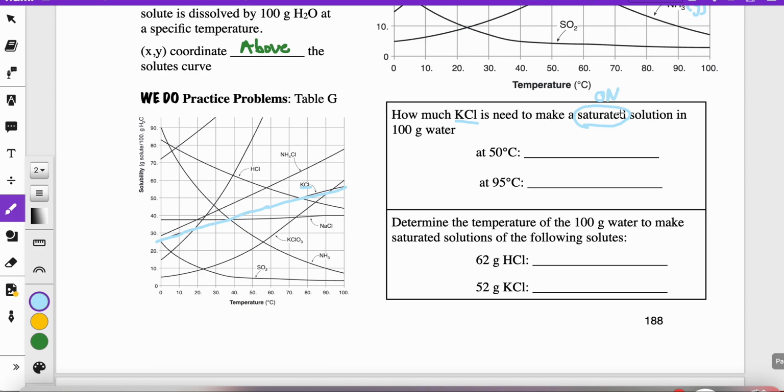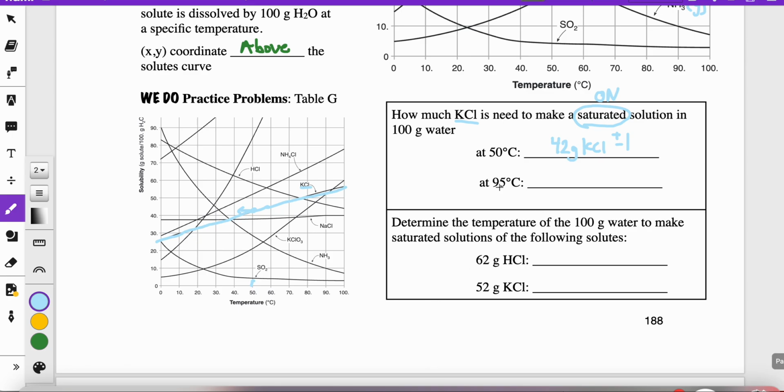That means I want my data point between the temperature and the mass to be on KCl's line. So I find 50 degrees Celsius and follow it up until I hit KCl's curve, and then the mass of KCl, I'm going to read off of the y-axis. I can see it reads between the 40 and 50, and it's probably a little bit closer to the 40. So I would say 42 grams. We have a little estimating here, so a reasonable answer would be plus or minus 42. If you wrote 41 grams, 42 grams, or 43 grams of KCl, any of those would be reasonable.